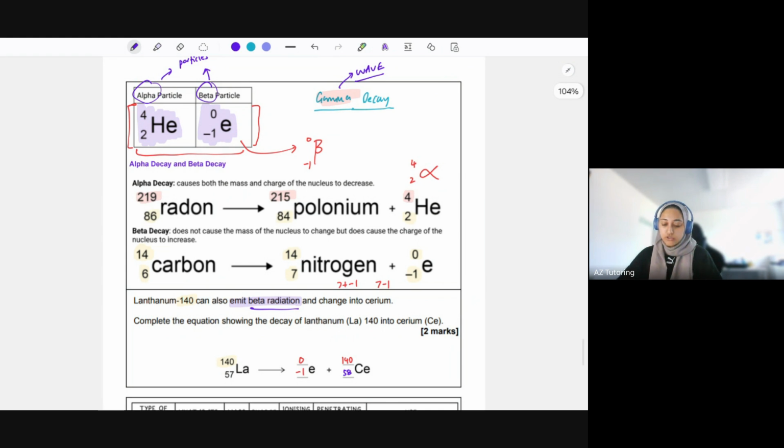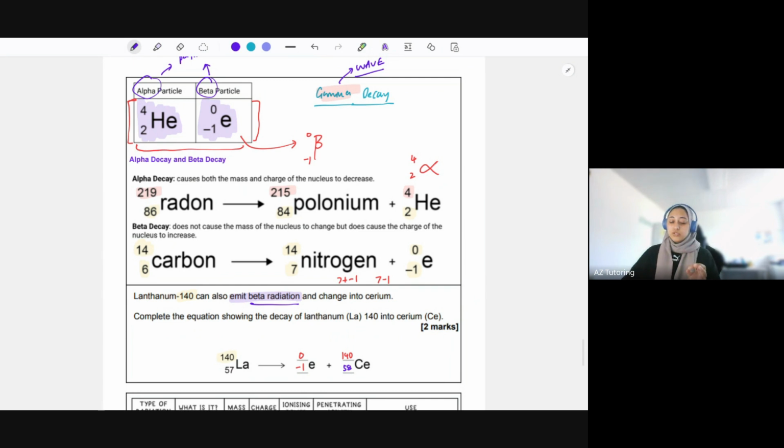Okay, yeah, so make sure you remember the beta particle and the alpha particle, the mass number and the atomic number. You have to remember these. You won't get given these.